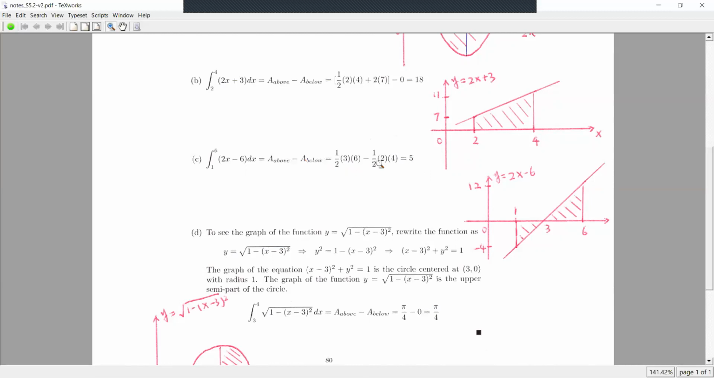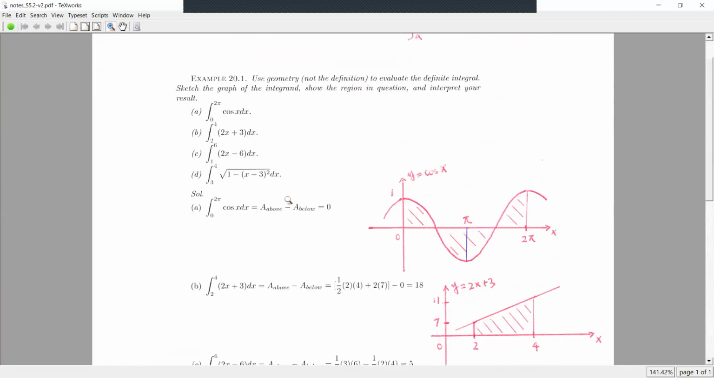Minus the area below the x-axis. The area below the x-axis is the area of this triangle. The base is 2, from 1 to 3. The height goes from 1 to -4, so the height is 4. So the area of this triangle is this number. So the area above minus the area below is 5. This integral, the value is 5.